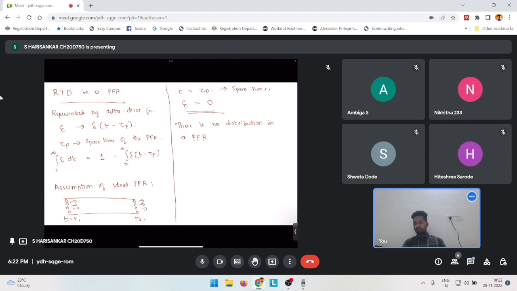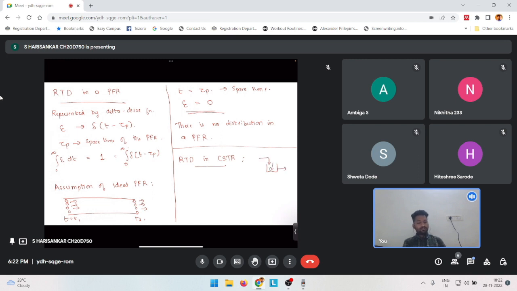Right? But if we go for an RTD in a CSTR, we didn't make any such assumptions like this. So you can definitely get an RTD in a CSTR. Now RTD in a CSTR can be represented by two equations. So let's just pictorially represent this.